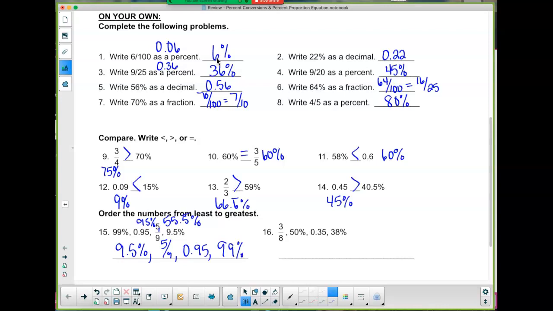Number 16, as percents, 3/8 is 37.5%. 0.35 is 35%. So least to greatest would be 0.35, 3/8, 38%, and 50%. Questions there? Any questions on that front side? Anybody at home questions on that? Okay, then flip to the back side of your page.